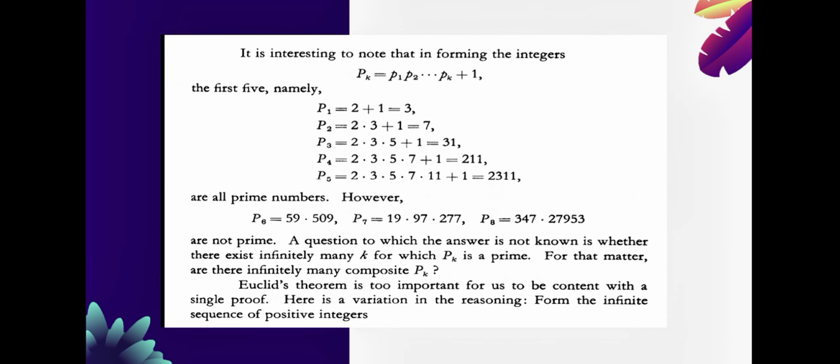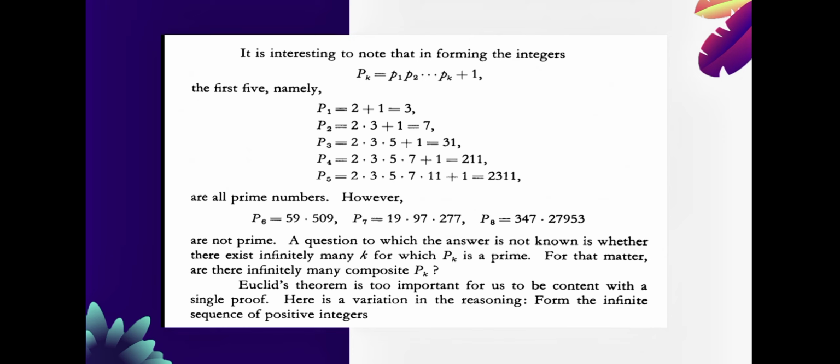It's interesting to note that in forming the integers Pk equals p1 p2 ... pk plus 1, the first few are: P1 equals 2 plus 1, which equals 3, and P2 equals 2 times 3 plus 1, which equals 7, as you can see on the screen.